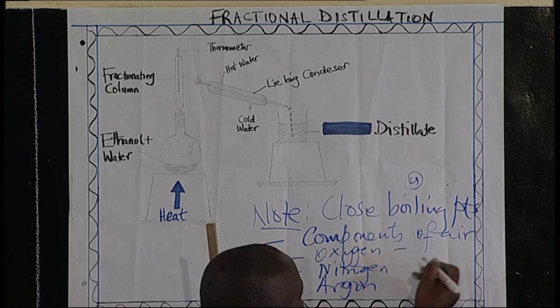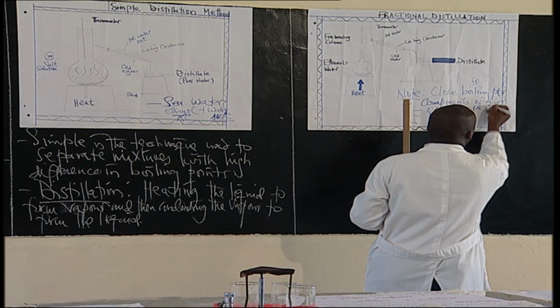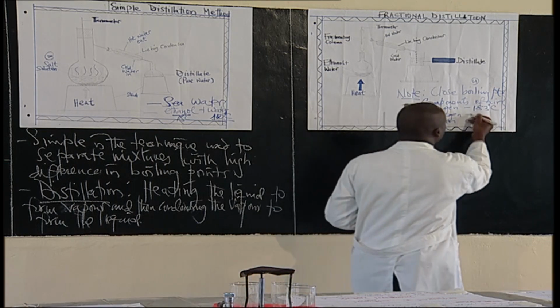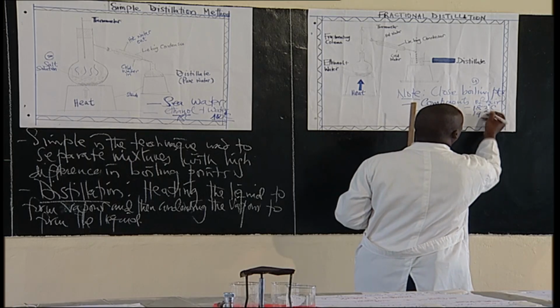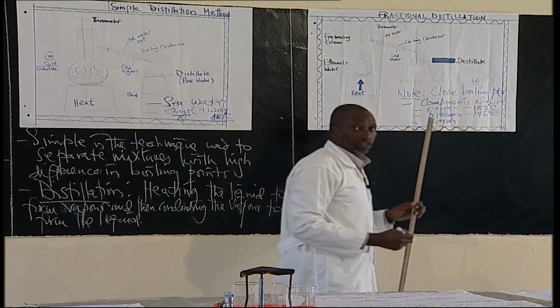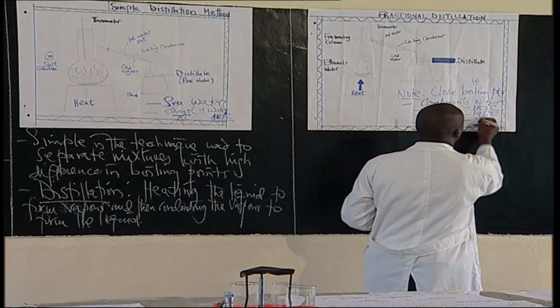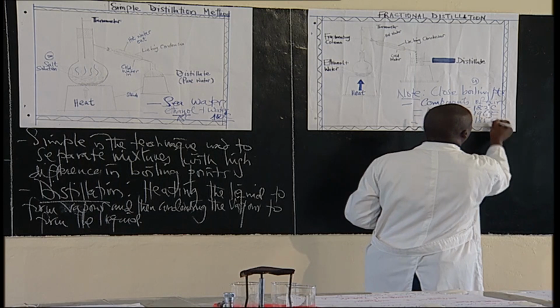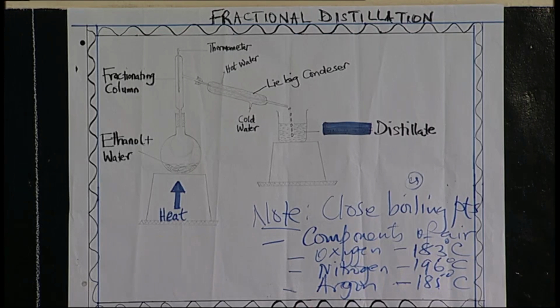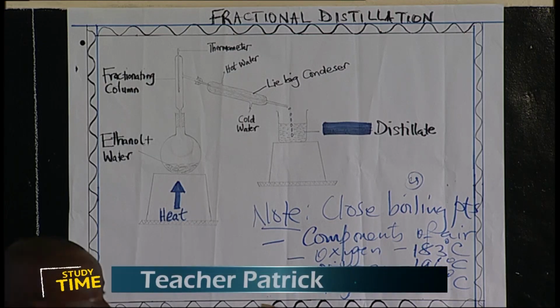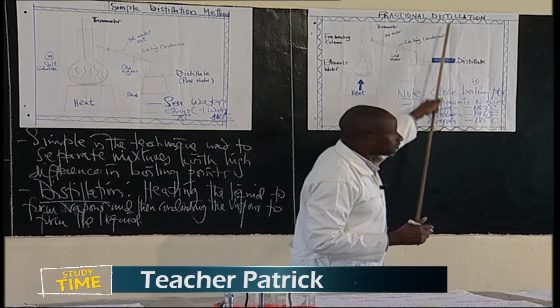Oxygen boils at negative 183 degrees Celsius. Nitrogen boils at negative 196 degrees Celsius, whereas argon boils at negative 185 degrees Celsius. These are substances with very close boiling points. So these components of air can be separated by this method, which is fractional distillation.